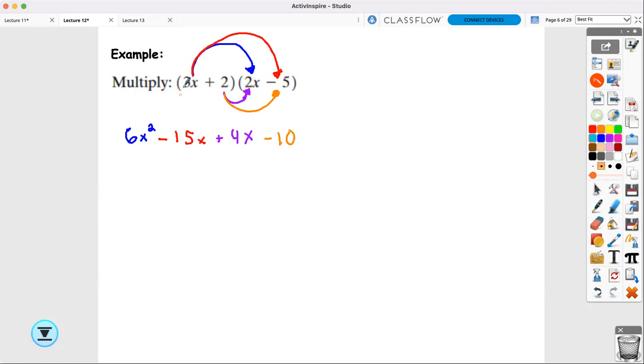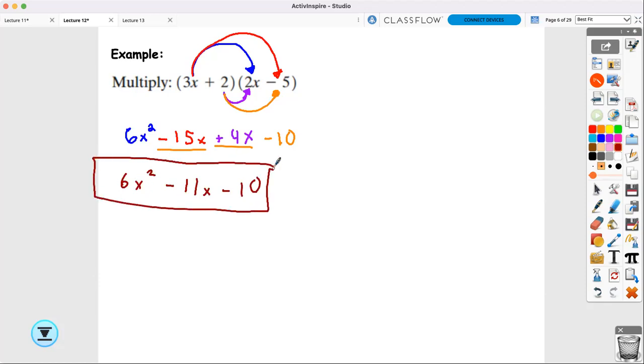Now that we multiplied the first term with each term in the second parentheses, we're good. And we did the second term times each in the second parentheses. We have them all here. We notice that we have some like terms. We can only combine these two in the middle. When we combine those two, the final answer results in, so bring down the 6x squared, -15x plus 4x is -11x, minus 10. And since there's no more like terms, we're done.